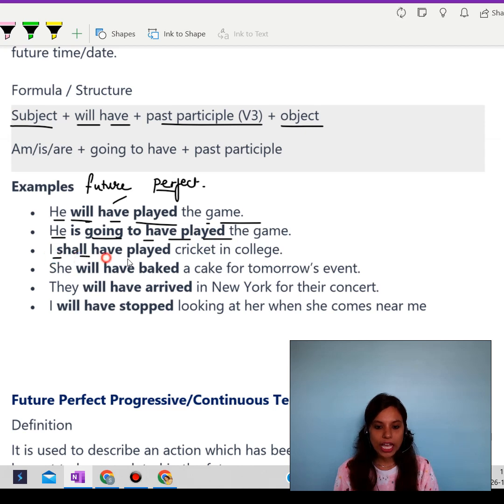I shall have played cricket in college. She will have baked a cake for tomorrow's event. They will have arrived in New York for their concert. I will have stopped looking at her when she comes near me. Okay, so will have stopped.